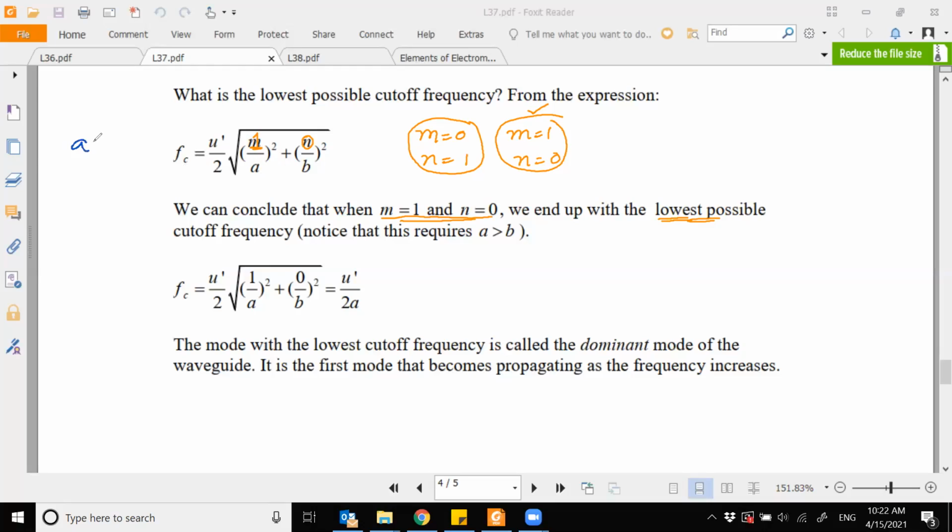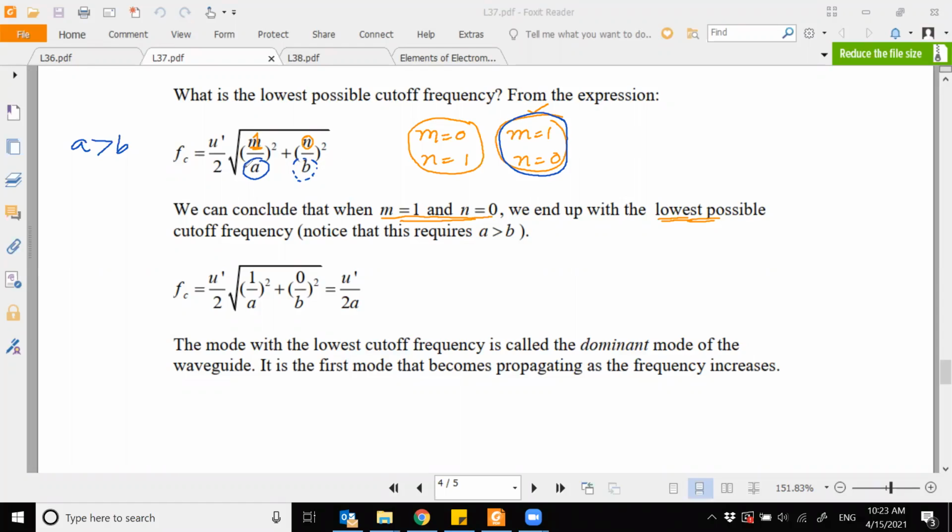Since in our case A is greater than B, that means this value is larger than this value, right? So if I make this one, then the ratio will become smaller than this one. Because if I take this as 1, then the 1 over B ratio will be greater than the 1 over A ratio. Why? Because A is greater than B. That's why we take M is equal to 1 and N is equal to 0. Clear?